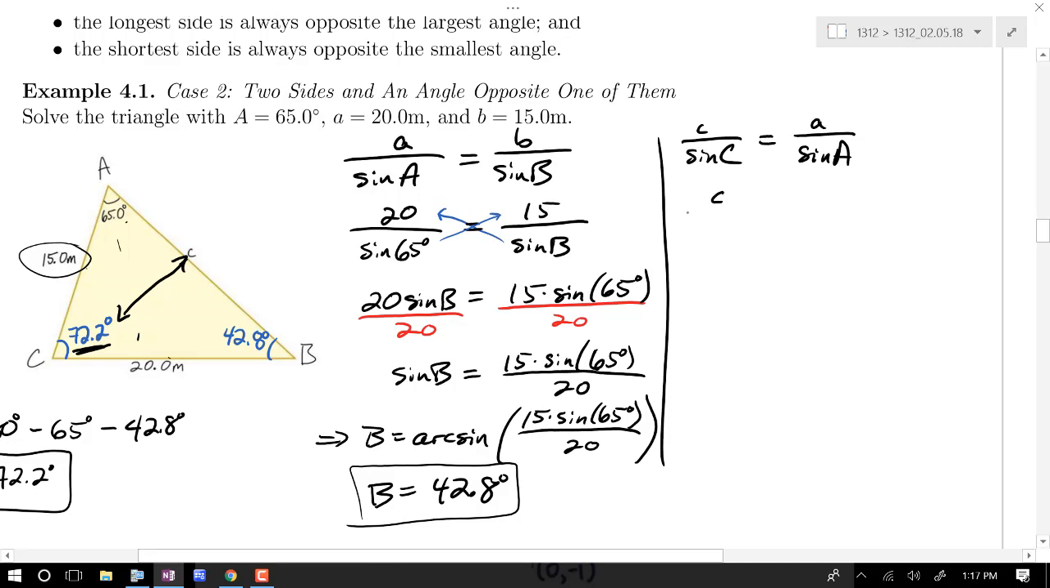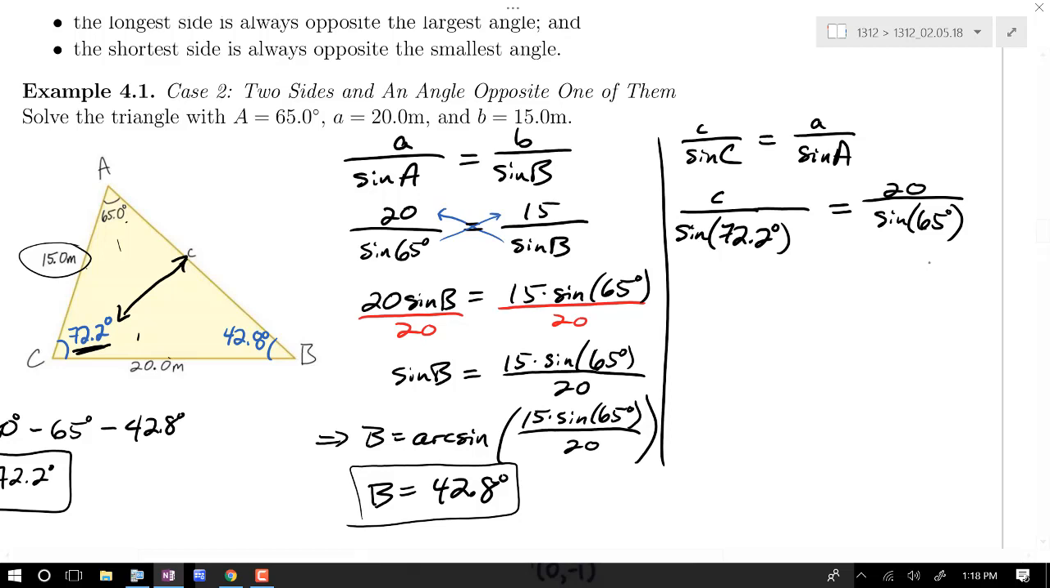So C over sine of 72.2 is equal to 20 over sine of 65 degrees. And if we want to solve for side C now, you could do the cross product still, but it's kind of faster just to multiply both sides by sine of 72.2.